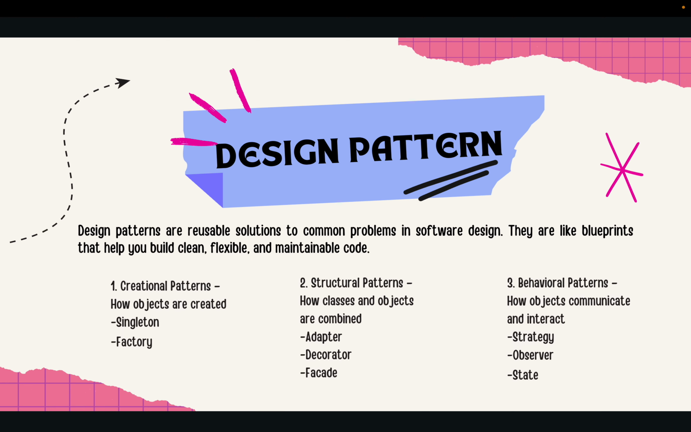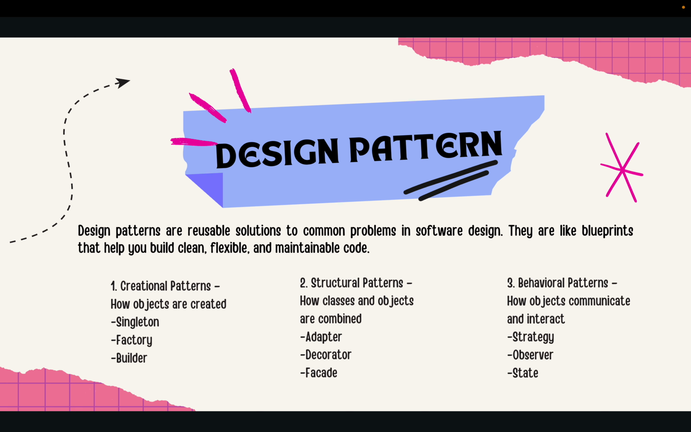So first, what are design patterns? Design patterns are reusable solutions to common problems in software design. They are like blueprints that help you build clean, flexible, and maintainable code. What does it mean? Like you want to bake a cake. In place of trying and failing multiple times, you can search for an online recipe and bake a tasty and good looking cake. Similarly, design patterns are proven solutions to common problems.